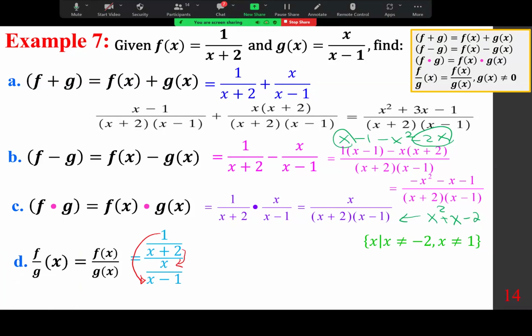You multiply the two, which is called the means. You put it at the bottom. So the top is x minus 1. The bottom is x times x plus 2.